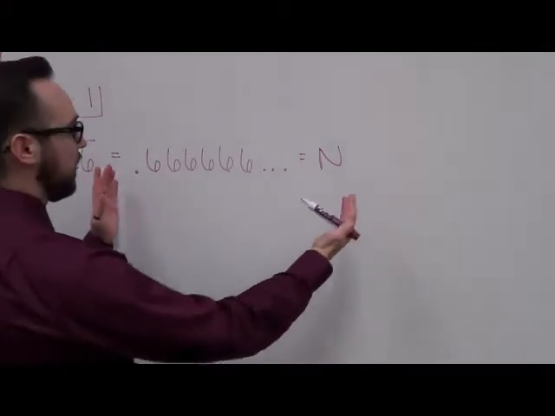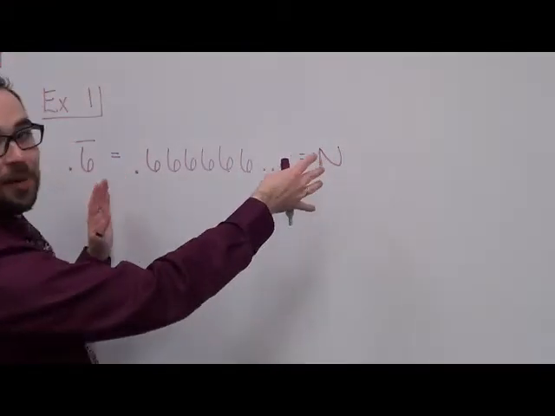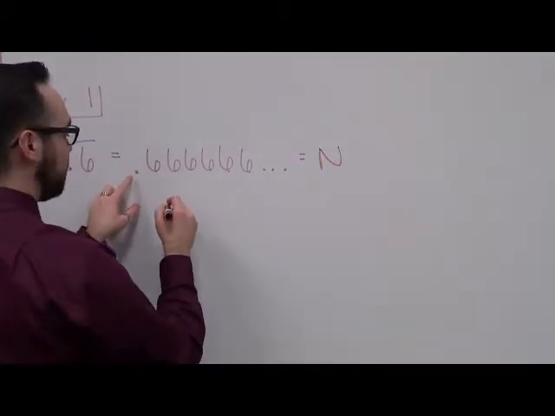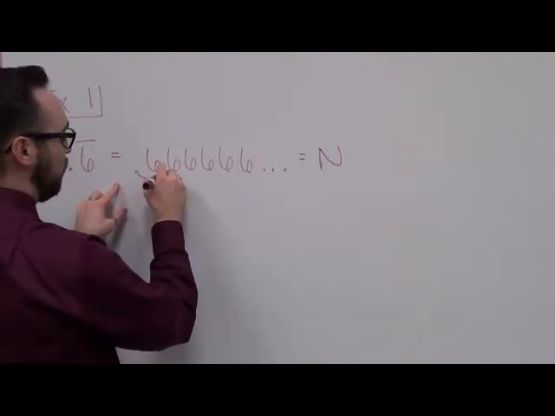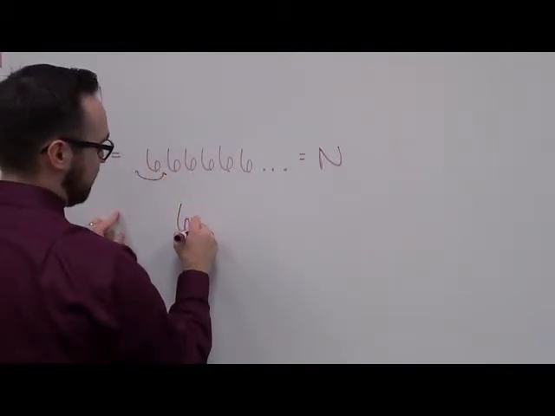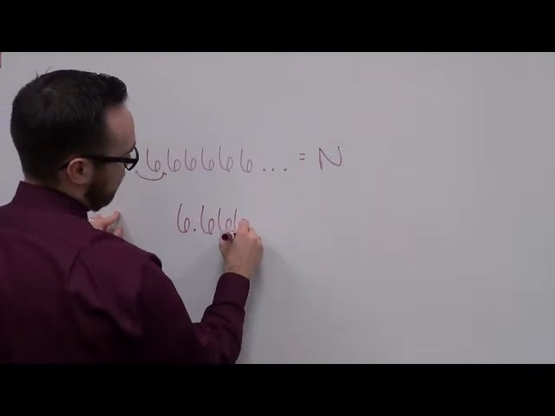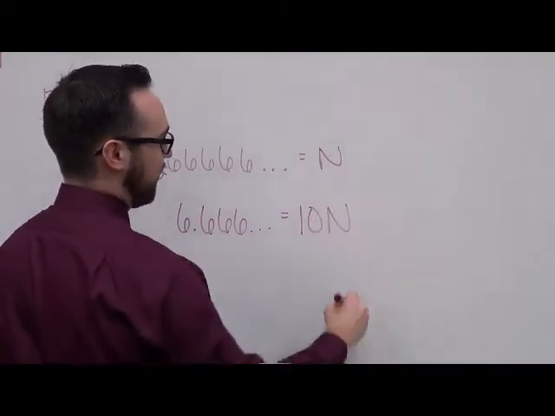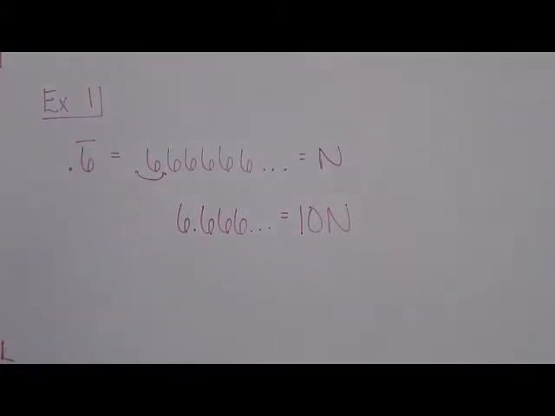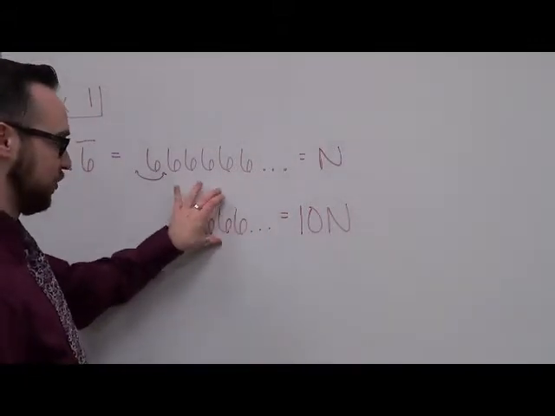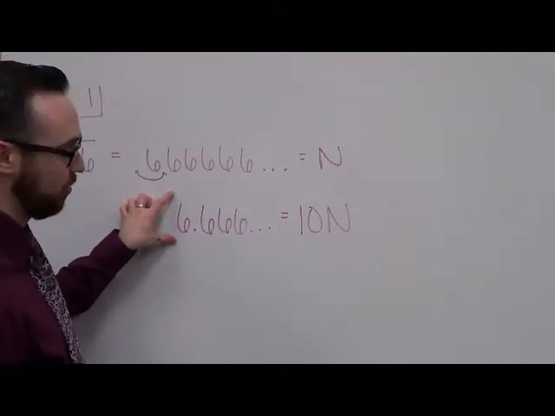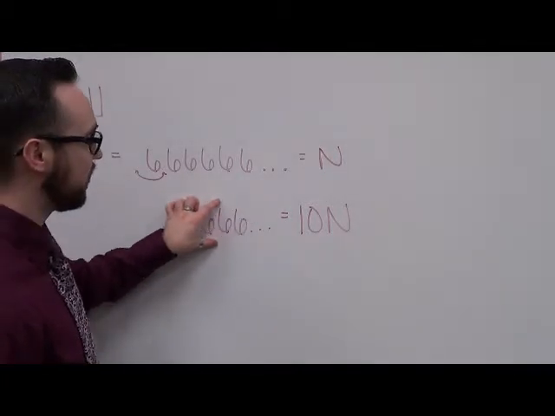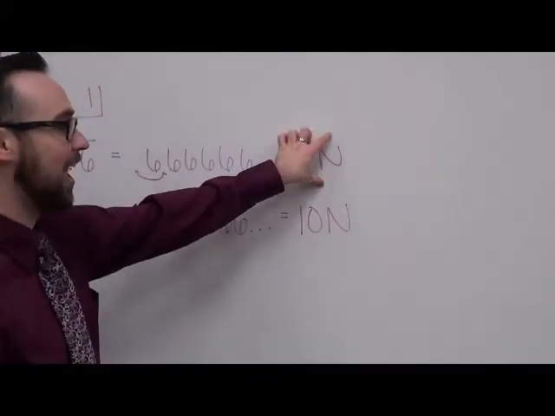So now if I focus on this and I multiply both sides by 10, what happens over here is that multiplying it by 10 moves that decimal. So I now have 6.666, so on and so forth. And on the other side, we have 10 times n. What I want to do is get rid of this series of decimals, so I want to be left with just my whole number. Well, this whole series of decimals, I labeled as n.